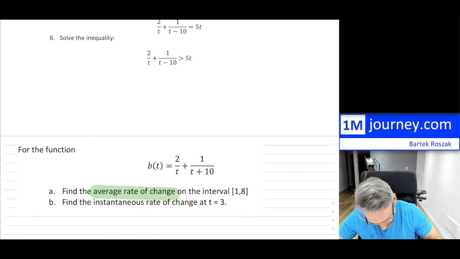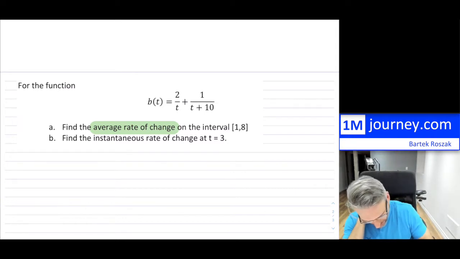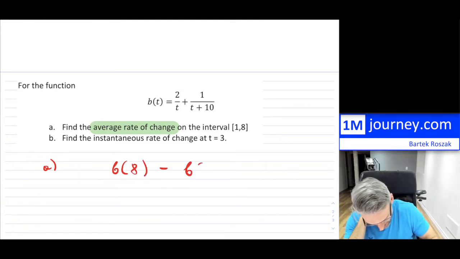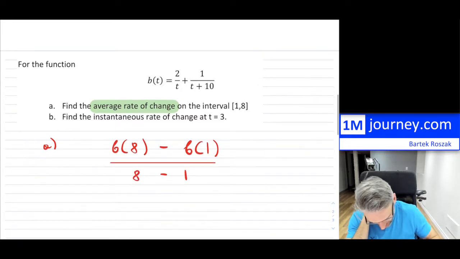That's what we're going to try to find right here. I'm going to go ahead and do it. So our interval is 1 through 8. This is for A. We want to take b at 8 minus b at 1, divided by, since this is just finding the average rate of change, 8 minus 1. So that's going to be 7 in the denominator.